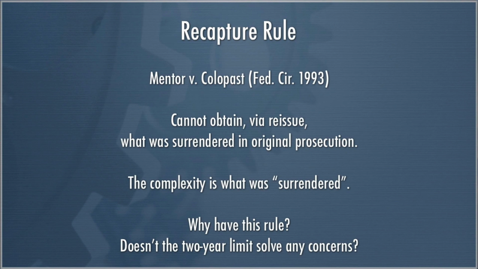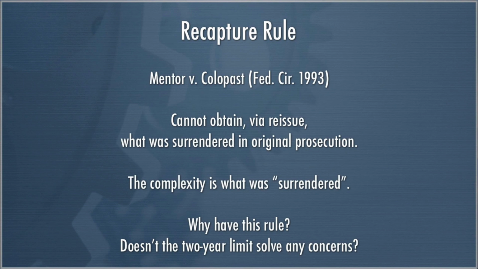You want to keep it so that the patentee gets one patent prosecution. If there's a significant error in the application, you need to provide an error correction mechanism. That's what reissue is for. But you don't want to allow the patentee to reobtain material that had already been surrendered. Now, the complexity is what was surrendered, right?